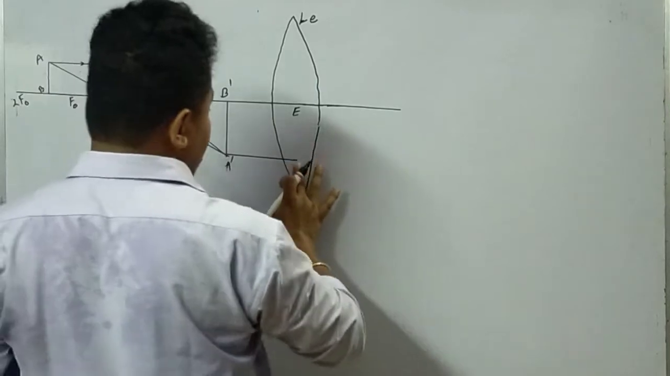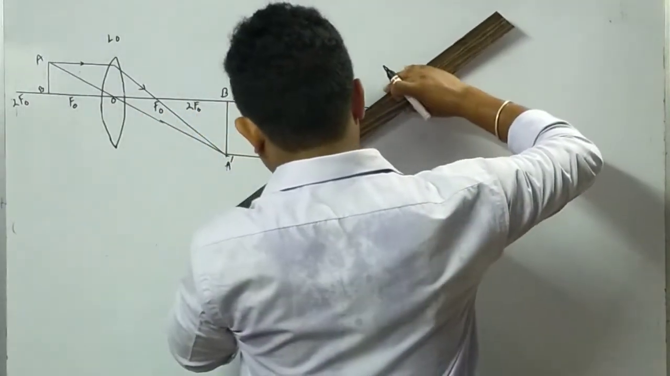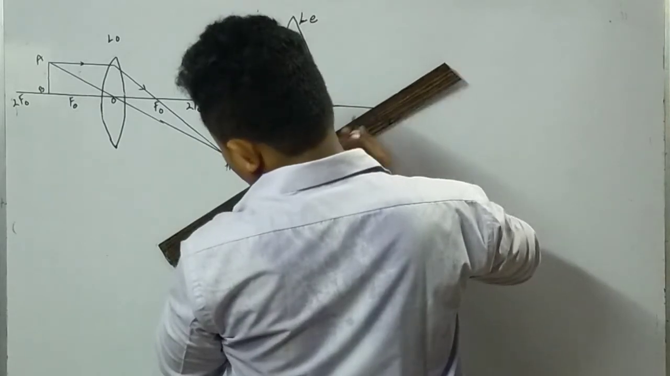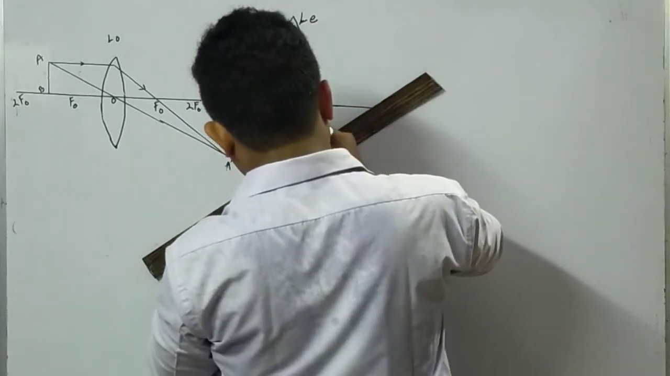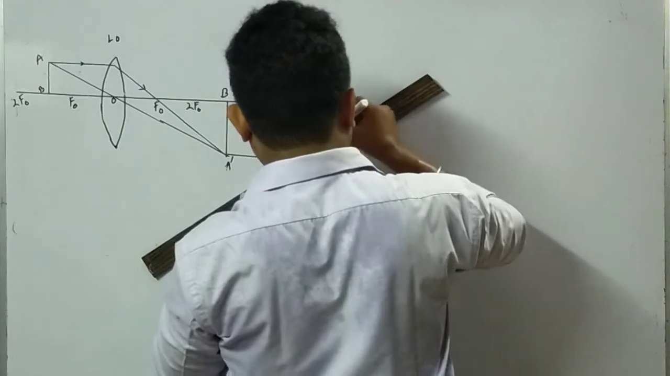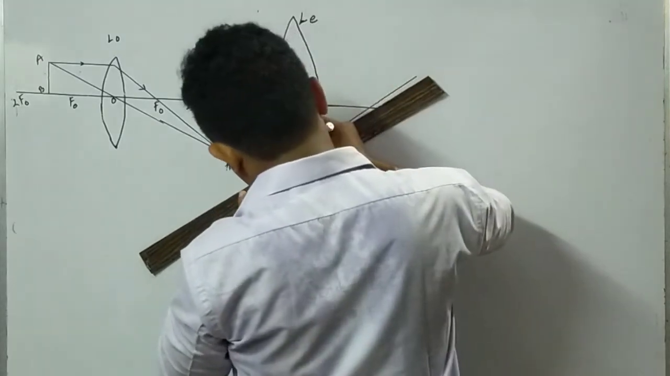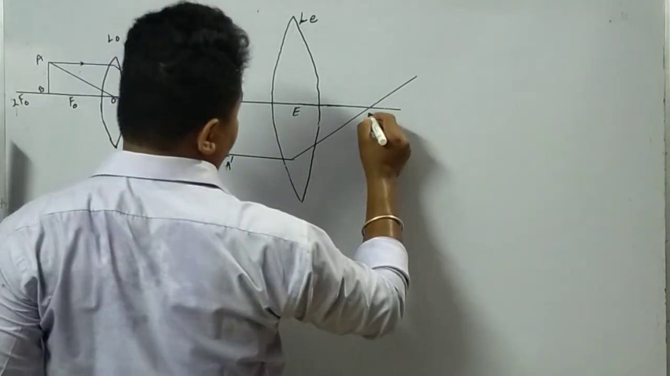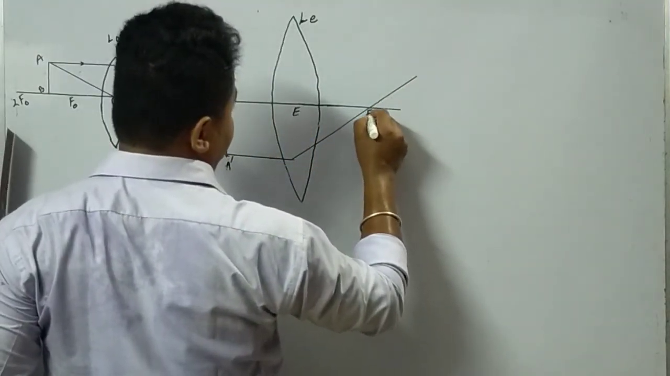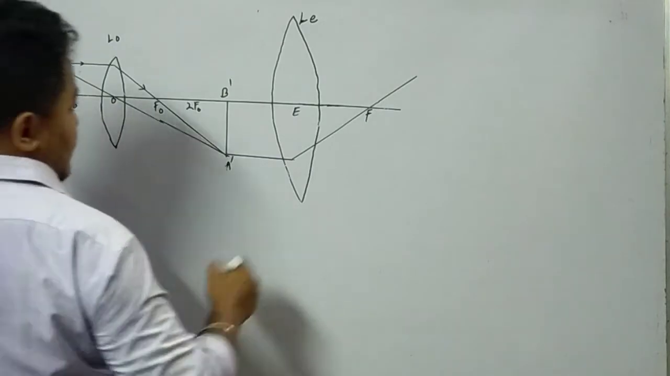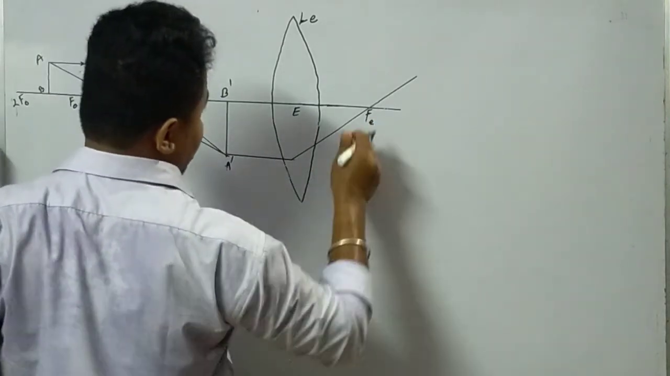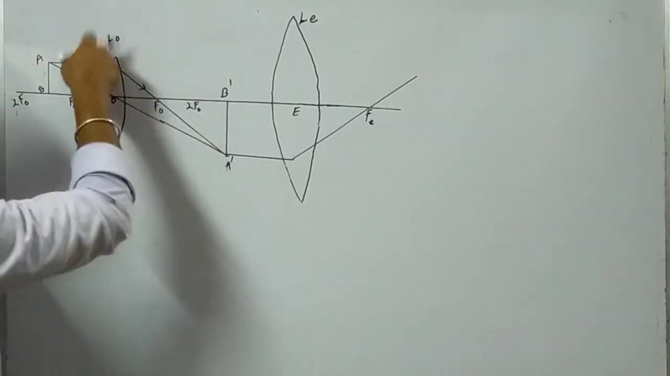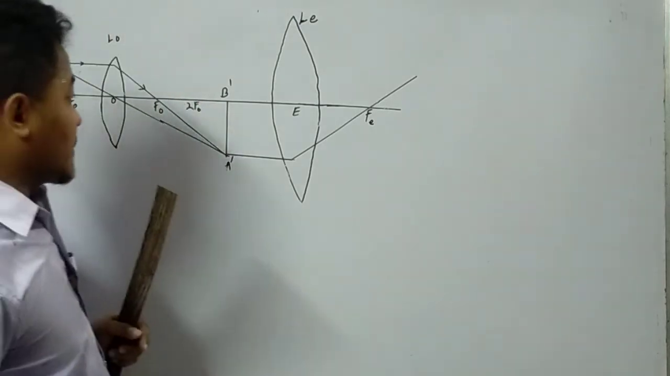So this will be passing through the focus. This will be passing through the focus. These are the usual rules, as you can see here. And this is, suppose, F, again the focus, this is, suppose, FE. This is the focus of the eyepiece lens I have considered, and this is the focus of the objective lens, so it will be very easy to understand for you.